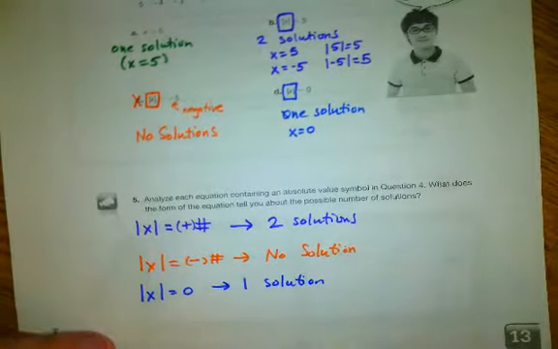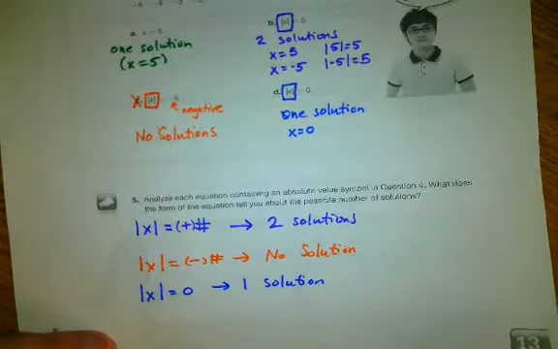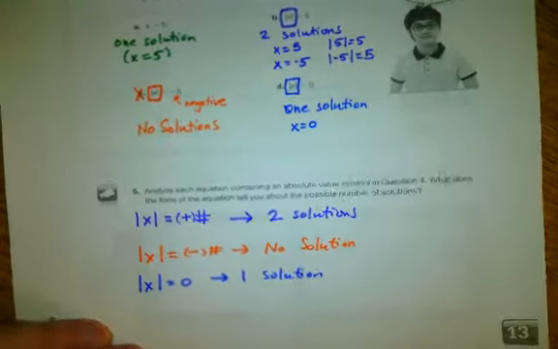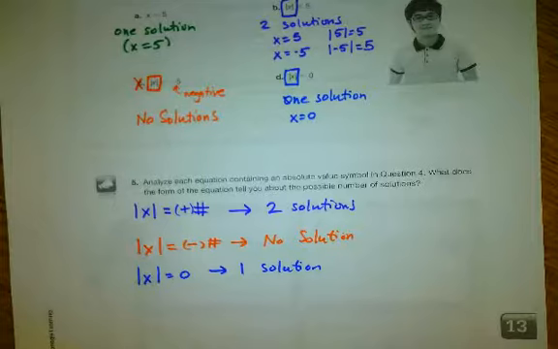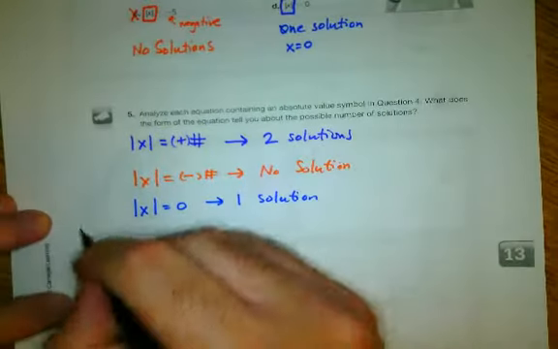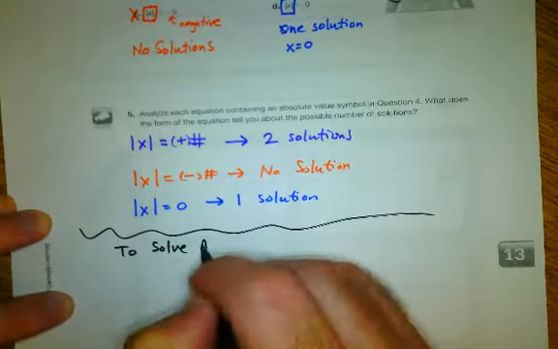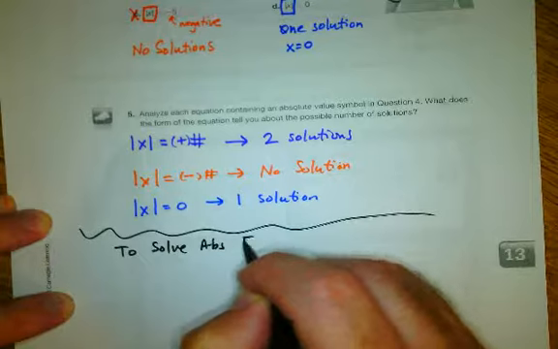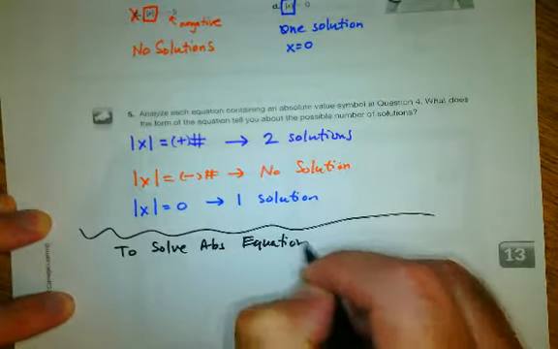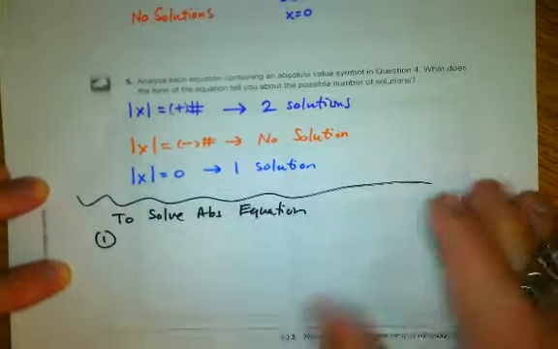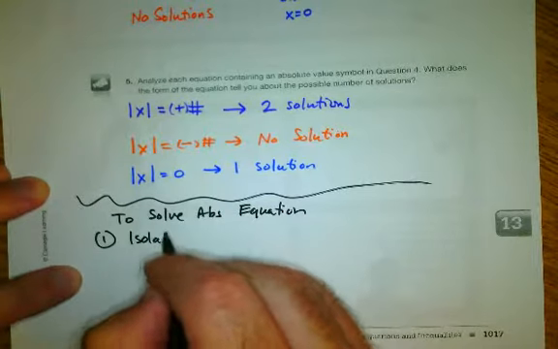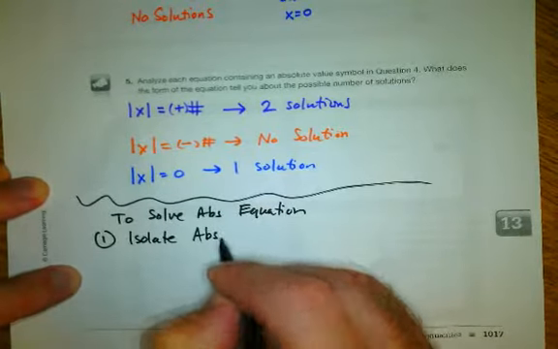Now what you're going to try to do is solve these equations for absolute values. It's very simple Algebra 1 stuff, but there are a couple things you need to know. So here are a couple notes that you might want to take down. To solve an absolute value equation, the first thing you always must do is isolate the absolute value.